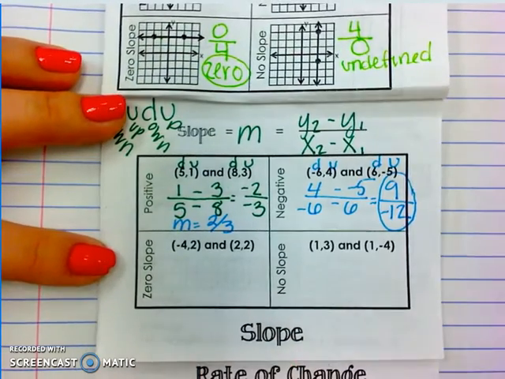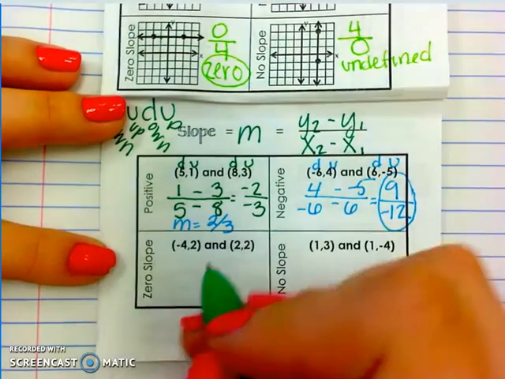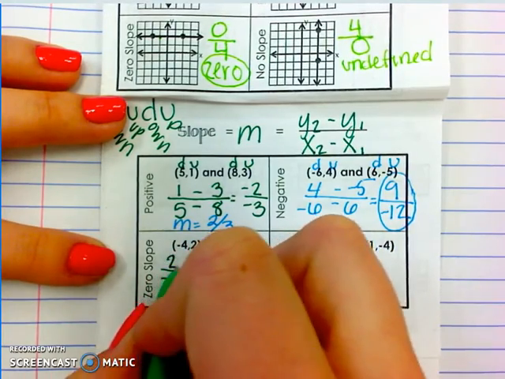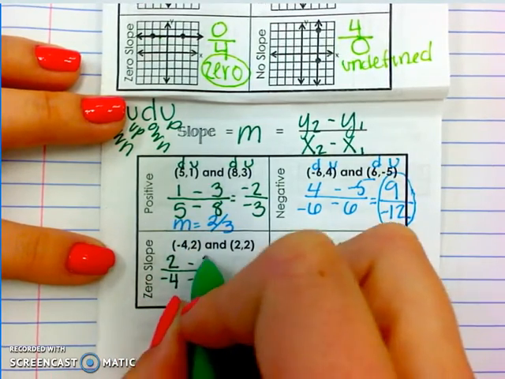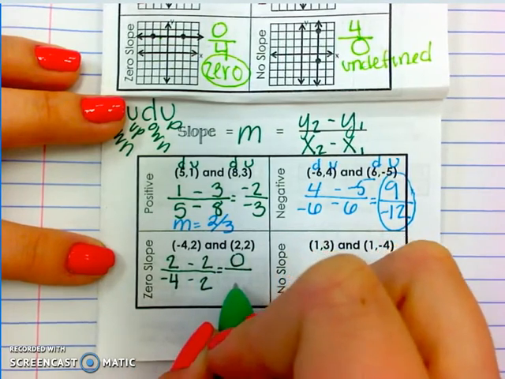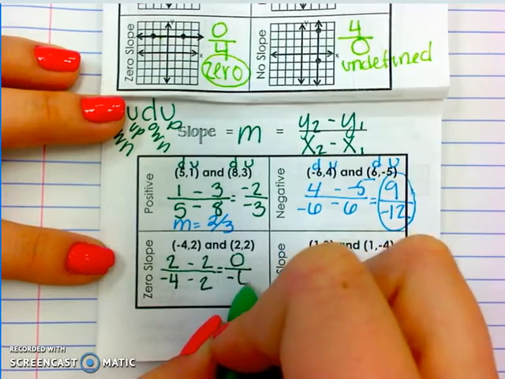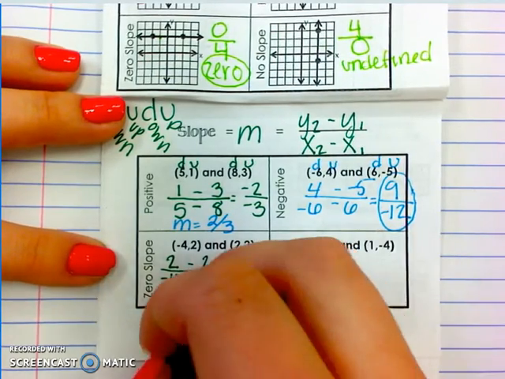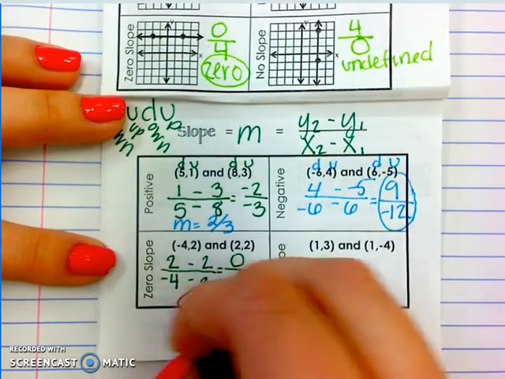All right, so 0 slope. Let's see an example there. Negative 4 goes down, 2 goes up, 2 goes down, 2 goes up. 2 minus 2 is 0, over negative 4 minus 2 is negative 6. When I have 0 divided by a number, my slope is 0.